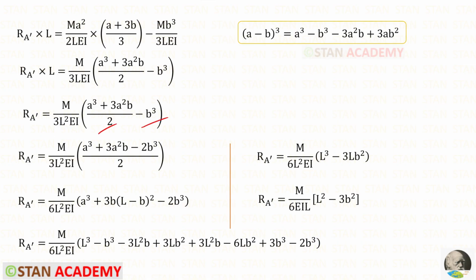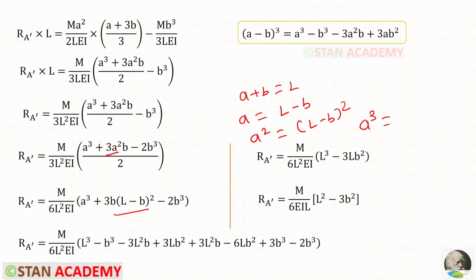For these two terms, we have to take LCM. We have to multiply b cube with 2. 3 into 2, it will be 6. We know that a plus b is equal to L. So a will be L minus b. And a square will be L minus b the whole square. Instead of a square, we can write L minus b the whole square. And a cube will be L minus b the whole cube. So for a cube, we can write L minus b the whole cube, and we can use this formula.